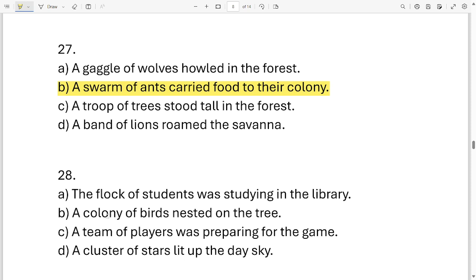Okay, next set of sentences. The flock of students was studying in the library. The colony of birds nested on the tree. A team of players was preparing for the game. A cluster of stars lit up the day sky. Now, which of these options is correct? Which option uses the collective noun properly? Is it option A, B, C, or D? Which one is it? It is option C. A team of players was preparing for the game.